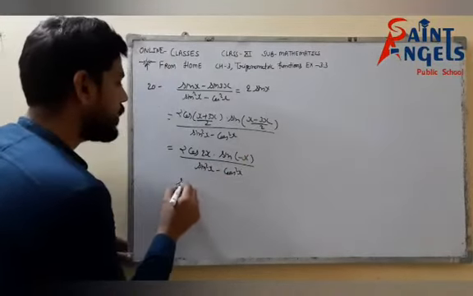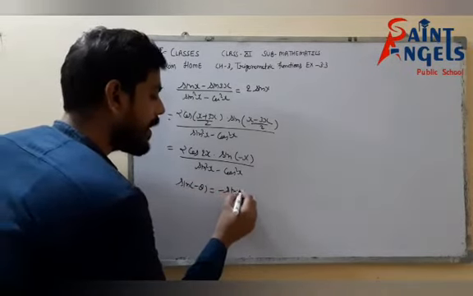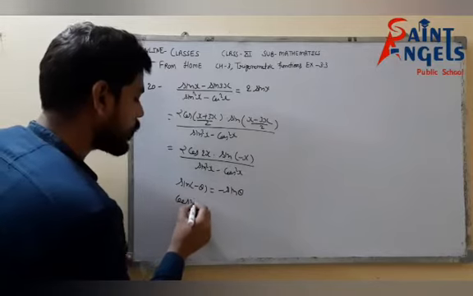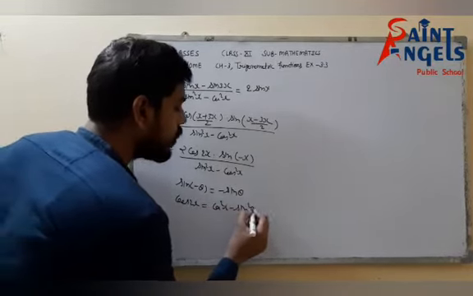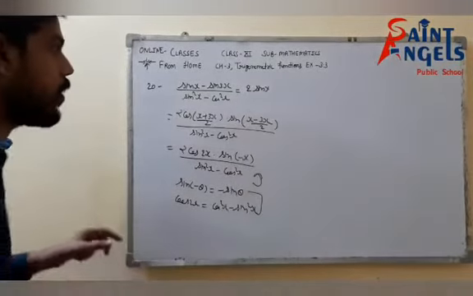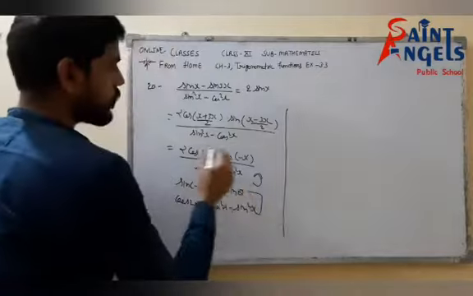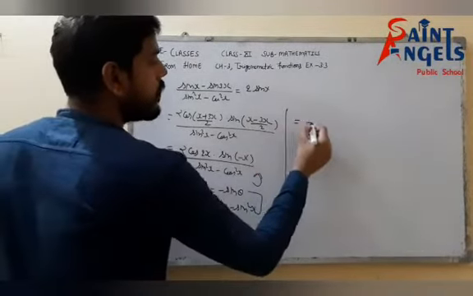And beta, we know that sin minus theta equals minus sin theta, and the formula of cos 2x is cos square x minus sin square x. So we have to use these two in this expression and we will get our RHS. Now here, sin minus x is minus sin x, so I am putting minus in front of this expression.